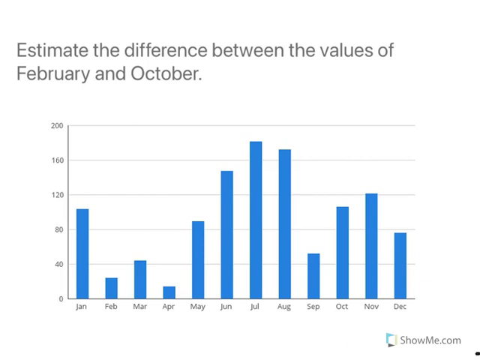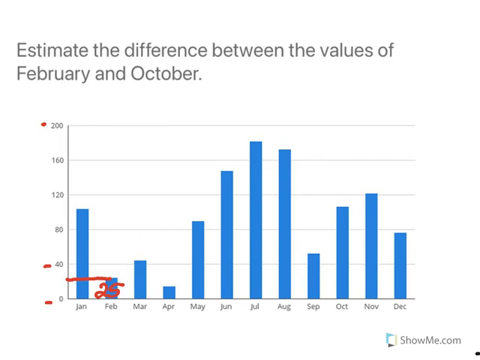Our vertical axis goes from 0 to 200, and it looks like the intervals are going in groups of 40. So when I look at February, which is here, it looks like it's just above halfway. So halfway would be 20, so I'm going to estimate that February is 25. That's my estimate. So if you're somewhere in that area, that's okay.